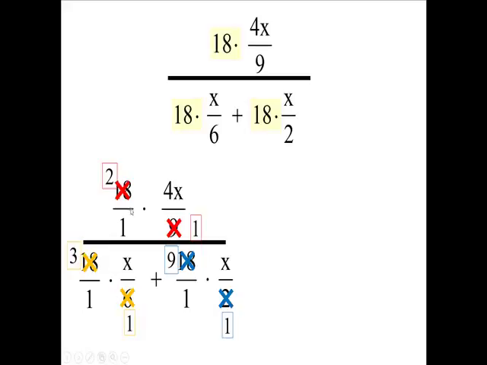So now I've eliminated my denominators down here. I have 2 times 4x over 1 times 1. 2 times 4x is 8x over 1 if you want to put it over 1, but we don't really have to put it over 1, do we? 8x over 1 is 8x. So we did 2 times 4x and wrote 8x, and we didn't have to write the 1's. 3 times x is 3x over 1 if you want to put it over 1, but you don't need to. And plus 9 times x is 9x.